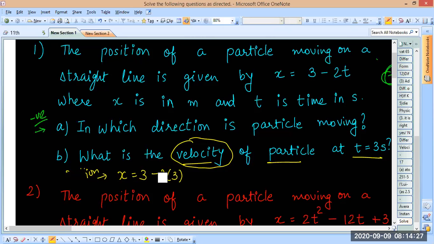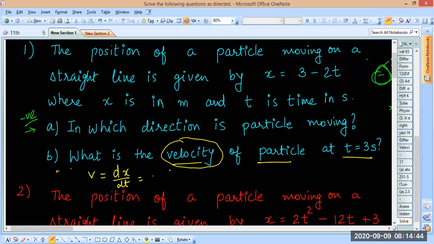So then how do you solve this question? Well, you have to find v. V is velocity. It is dx by dt, differentiation of x with respect to t, that is time. So that dx by dt, by using the rules, it will be only -2. It will only be -2. And I'm sure you realize that there is no t here. I don't even need to put t equal to 3 because there is no t in this.